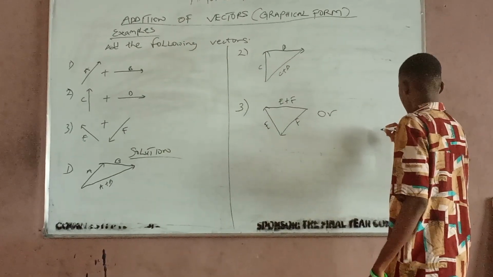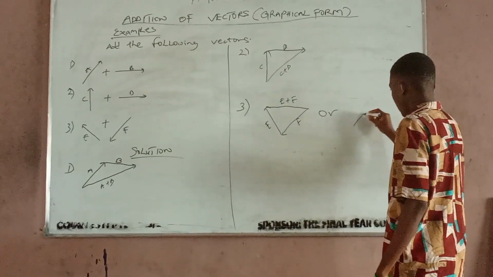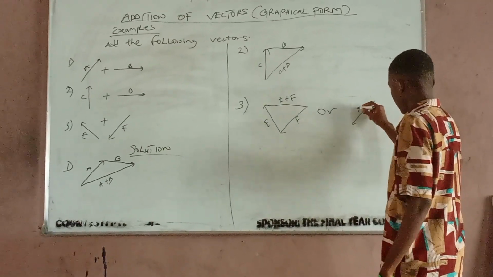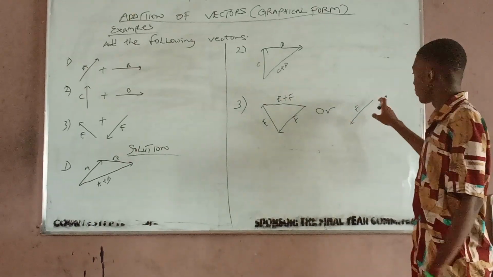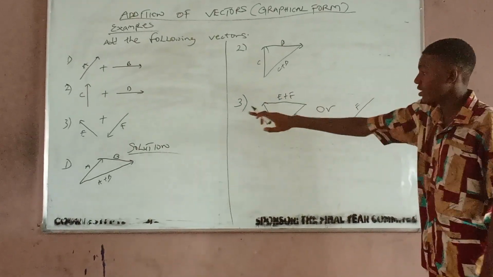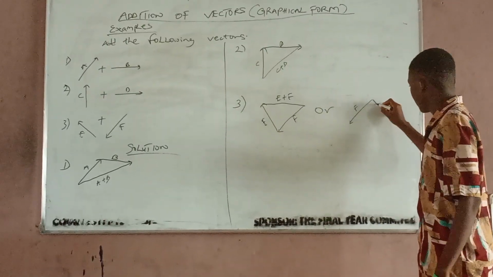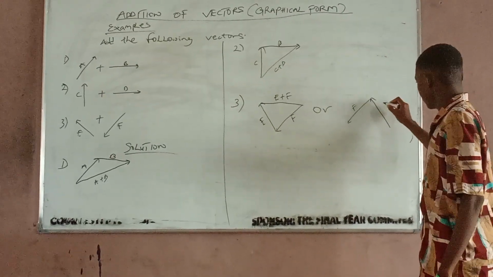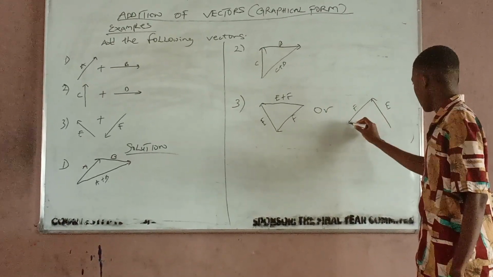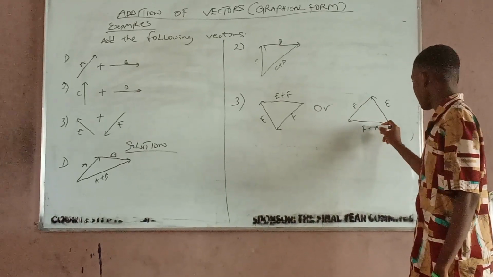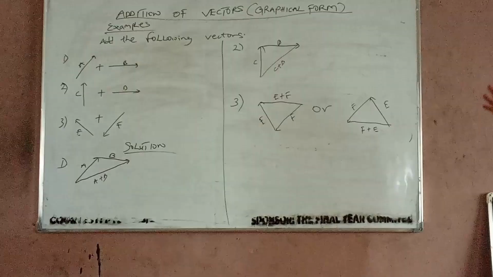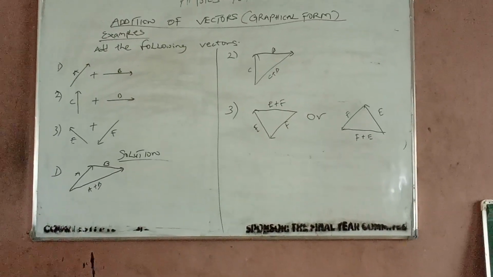Or you can also start with vector F. Draw vector F first. F is like this. Then I add vector E, head to tail. So this is the tail of vector E. Add it to the head of vector F. Join it together. It has now become F plus E. Good job. Thank you.